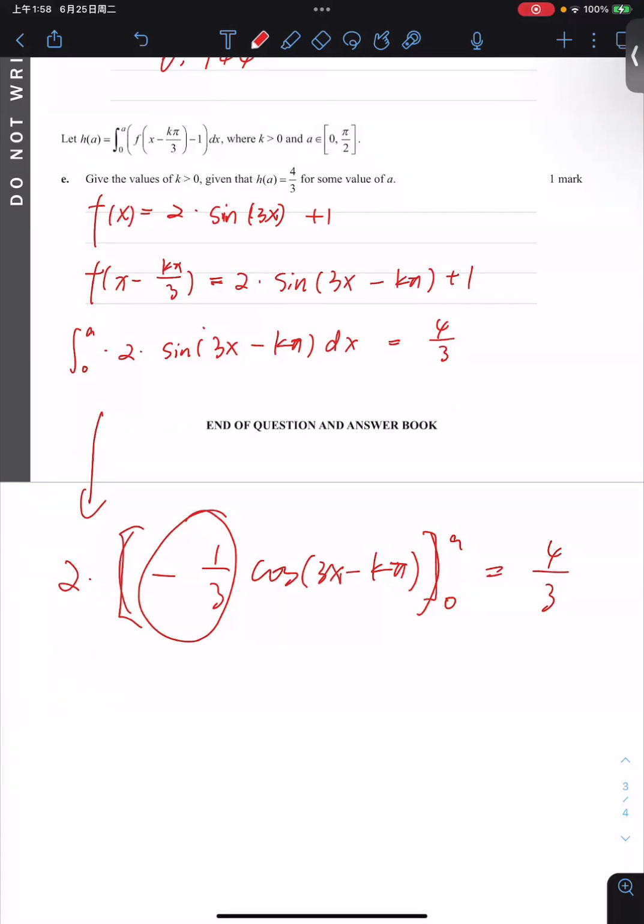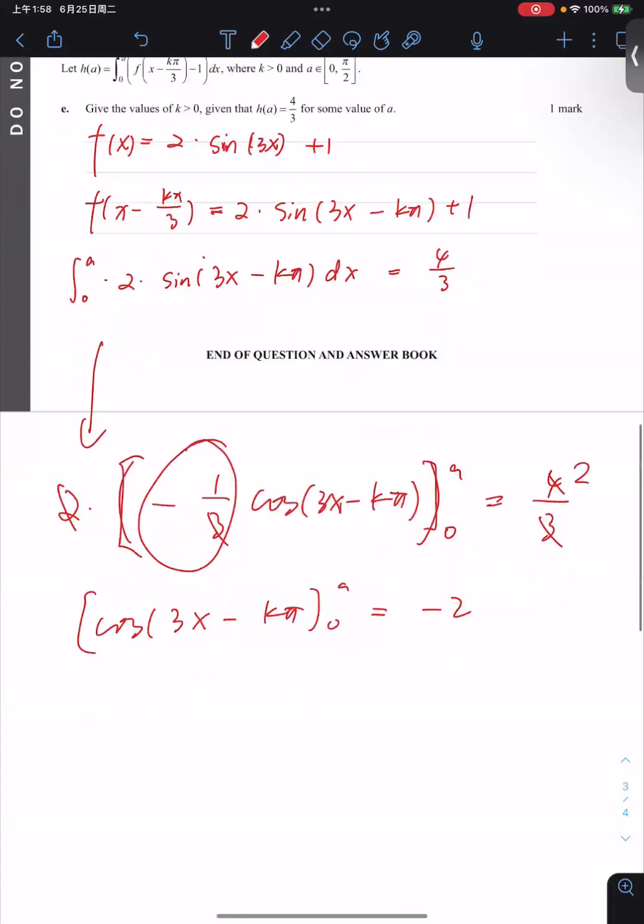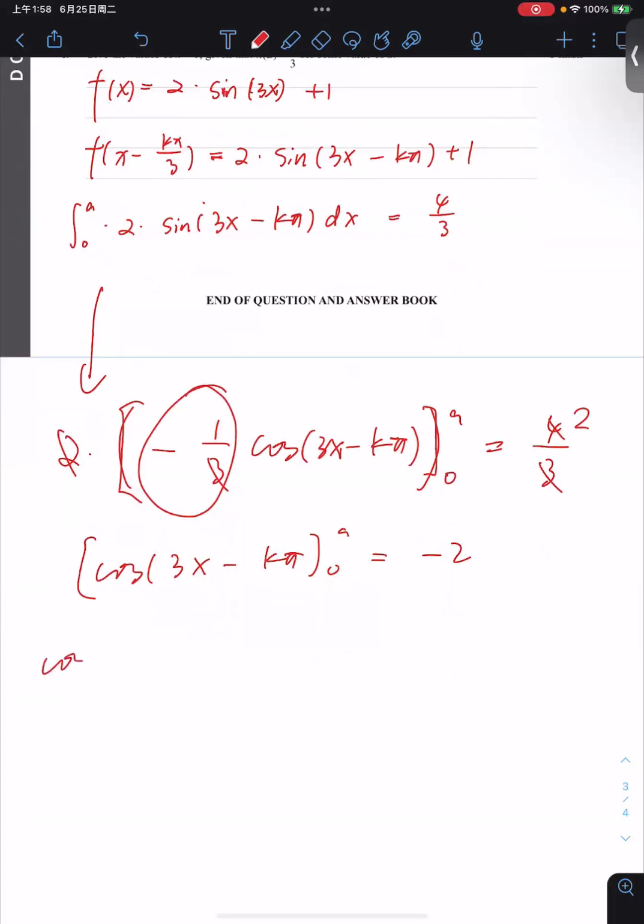And finally we come to cosine(3x minus k pi) from 0 to a, and that is equal to 2 and 4, we cancel it, left a 2, all right? 3 and 3 we cancel, nothing, and negative 2, okay? Substitute: cosine(3a minus k pi) minus cosine. Now, 0 times 3 is 0, and then we're going to minus cosine(negative k pi), equal to negative 2.